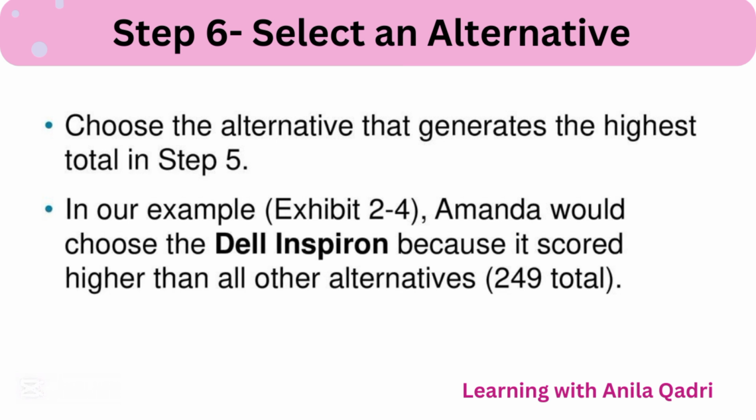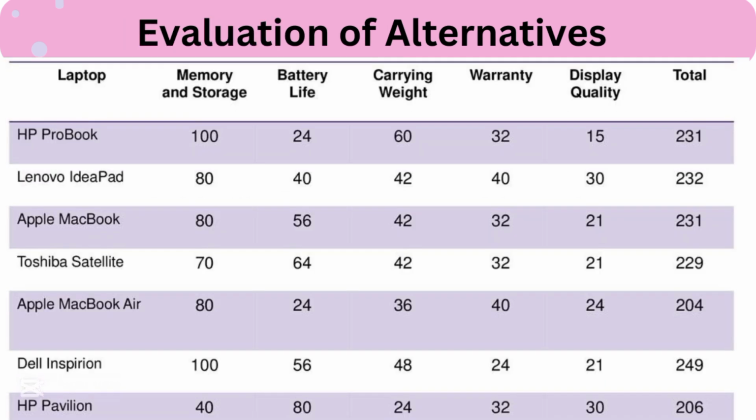Step 6. Select an alternative. Choose the alternative that generates the highest total in step 5. In our example, Amanda would choose the Dell Inspiron because it scored higher than all other alternatives. In this figure, you will find the evaluation of alternatives.